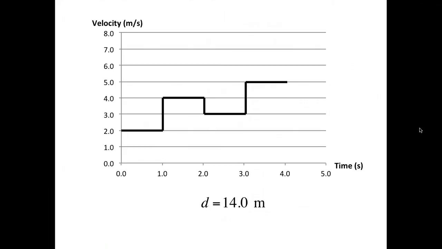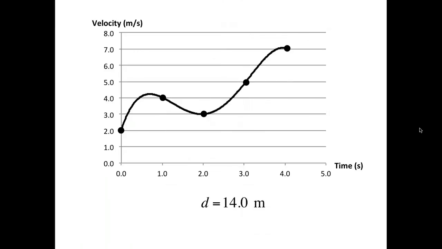Now let's try and figure out just how bad this is. Here are the data points, the speeds, and the graph actually looks like this. And as you can see, the speed isn't constant. It's changing all the time. The true distance using the true graph is 17.2 meters. So what can we do to try and improve our value? How can we get this 14 a little closer?